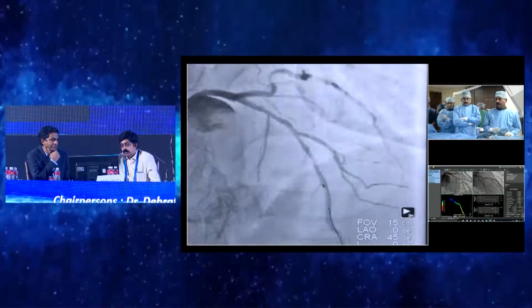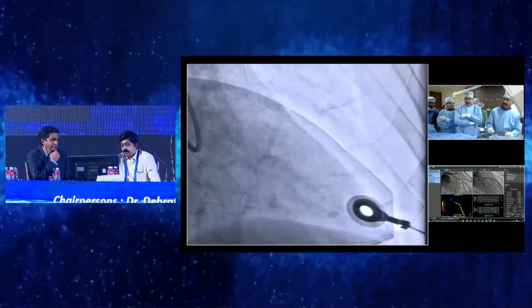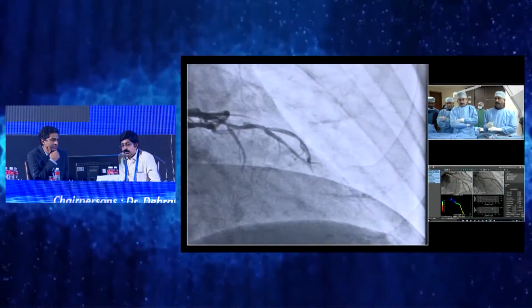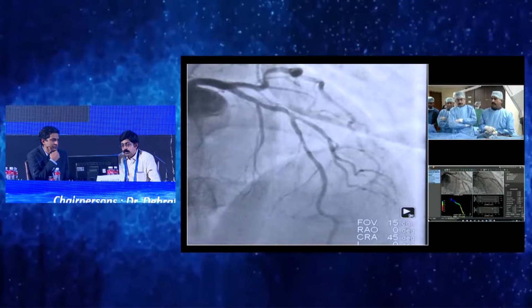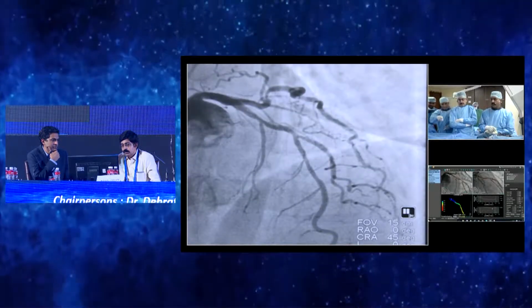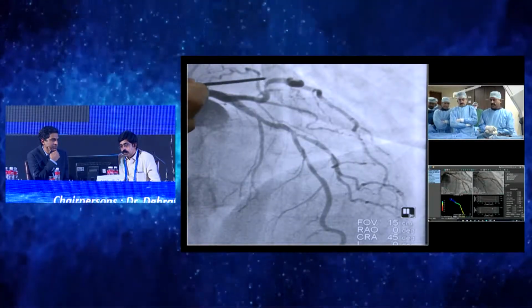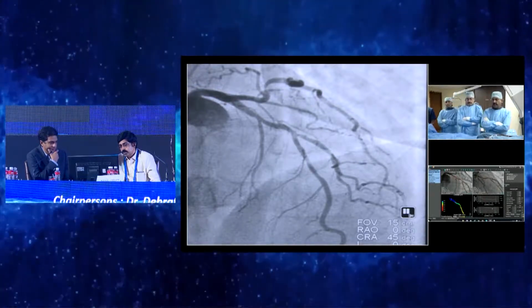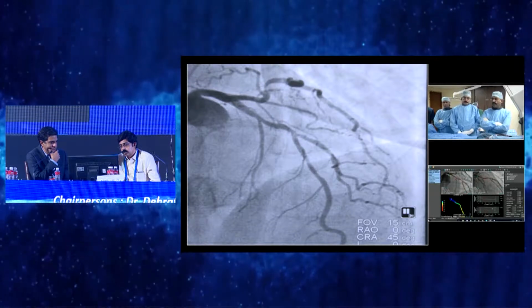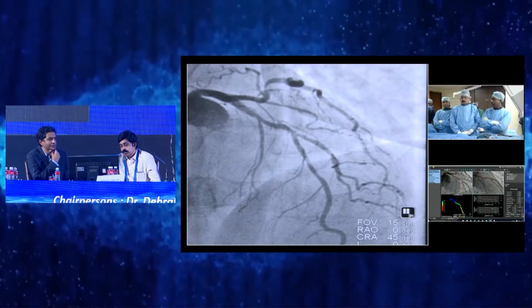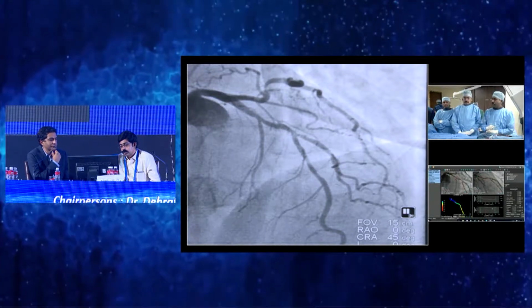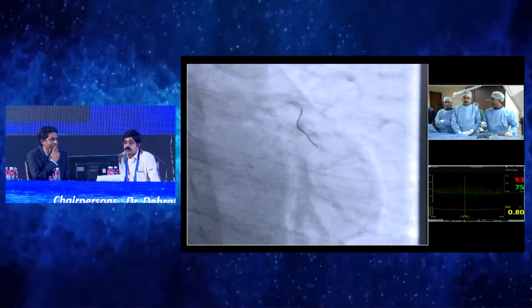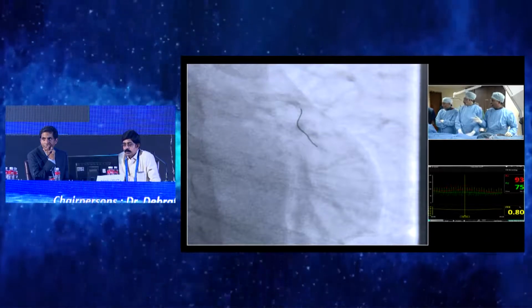So what we did basically, while waiting for you, we took pictures for QFR. That's a lesion, right? You see that? A tight lesion in the cranial view also. Meanwhile we acquired the pictures, and then we can show the baseline FFR. We passed the FFR wire. This is the FFR wire in. Baseline FFR came like 0.9.